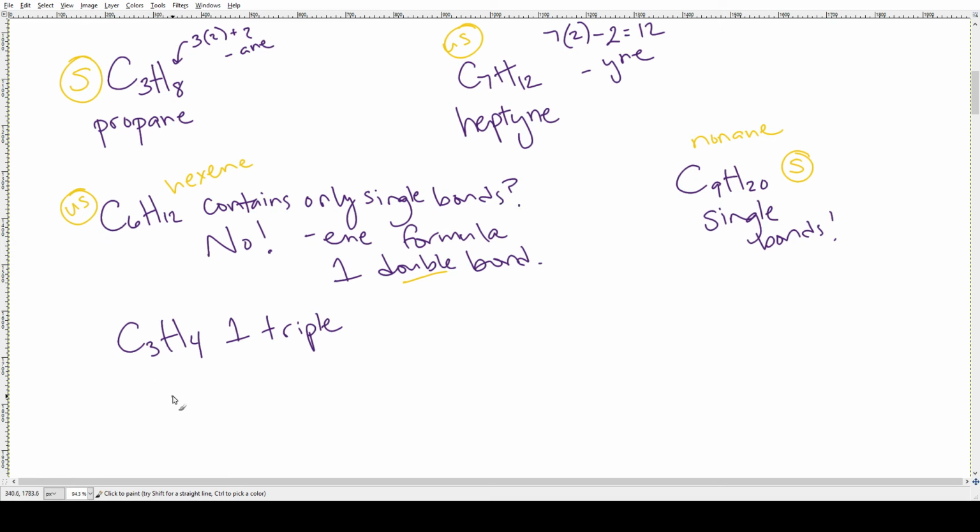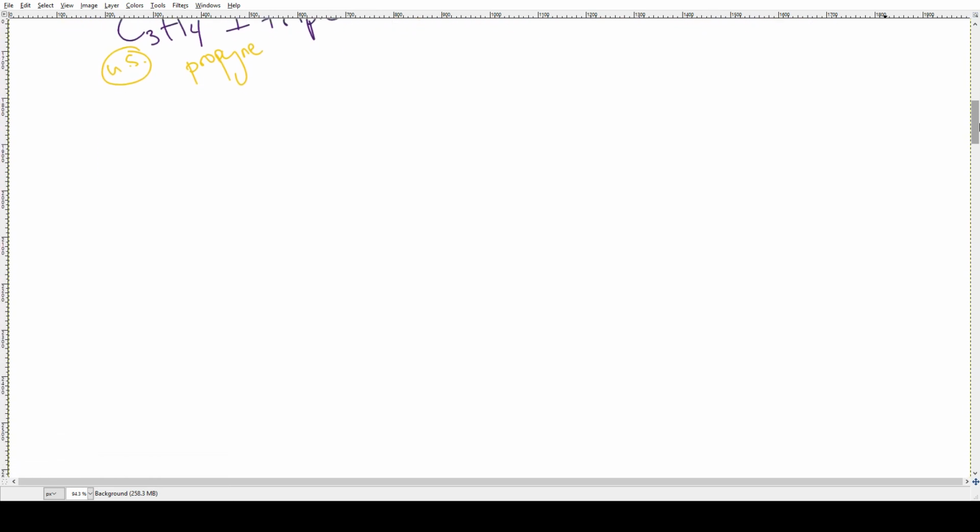And then finally C3H4, what's the name of that? Prop, because of 3 carbons. Yne, because it has a triple bond, and it's unsaturated. All right, there's another type of problem that you could get that references this concept.